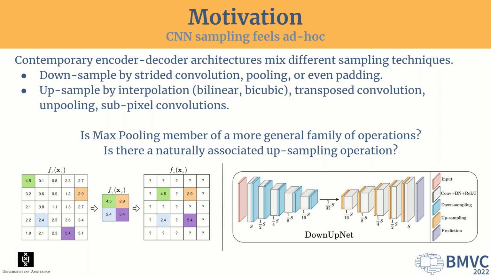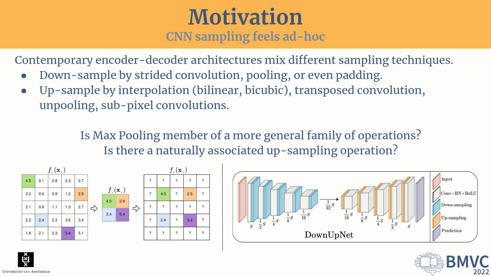For example, when sampling linearly, the downsampling operation of choice is a strided convolution, and the associated upsampling operation is then the linear transposed convolution. In practice, people choose to use a static interpolation scheme, something like bilinear or bicubic.